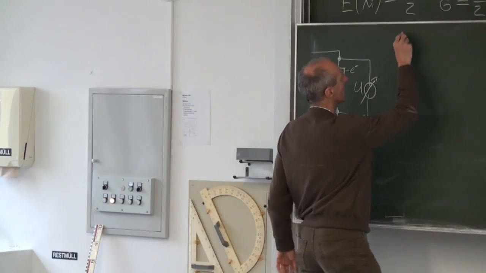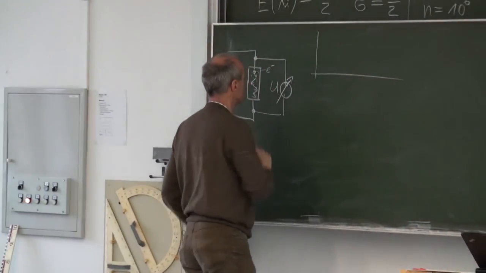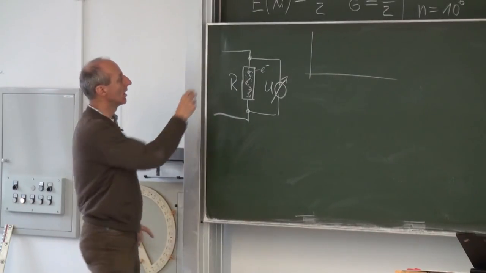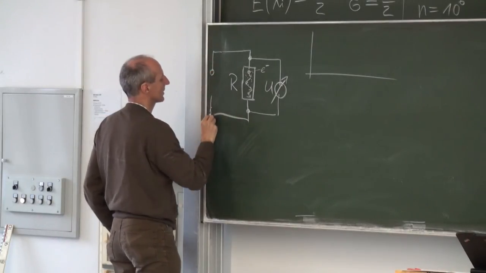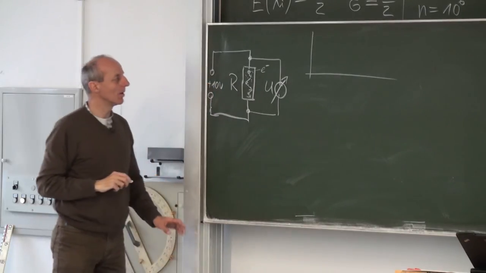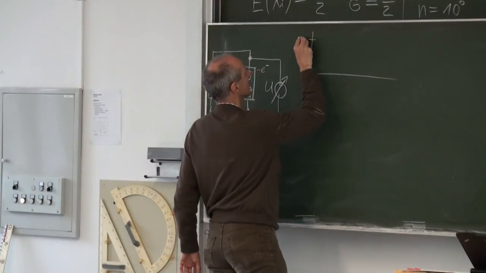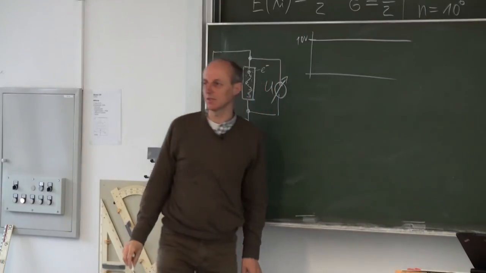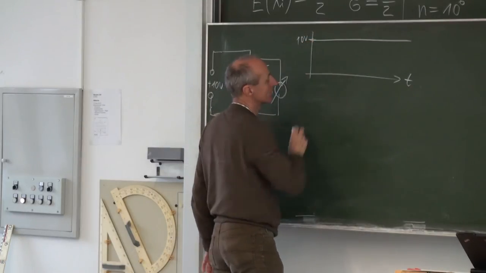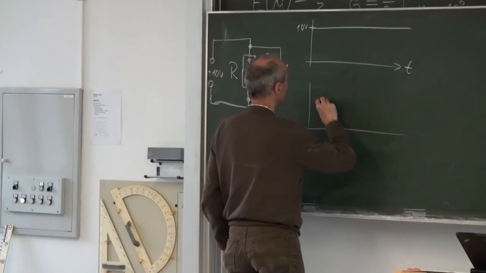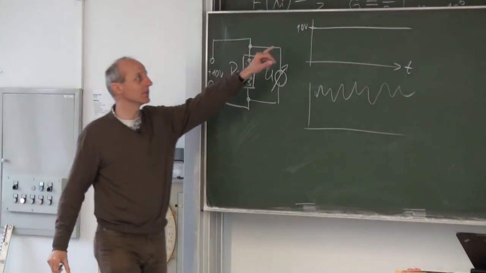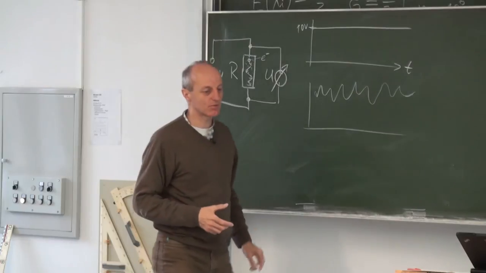Now if you would plot this voltage at the resistor over time, even though everything is constant, so you put a constant voltage here, let's say plus 10 volt, then of course we have 10 volt at the resistor, and this is what you would see over time. But now if you amplify this region, then you would see some random noise on top of these 10 volt.